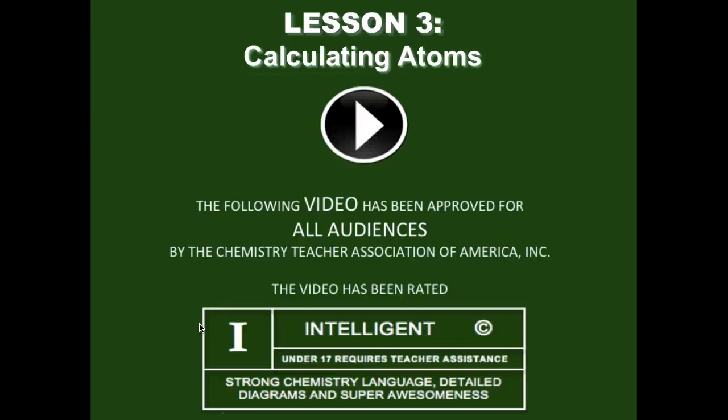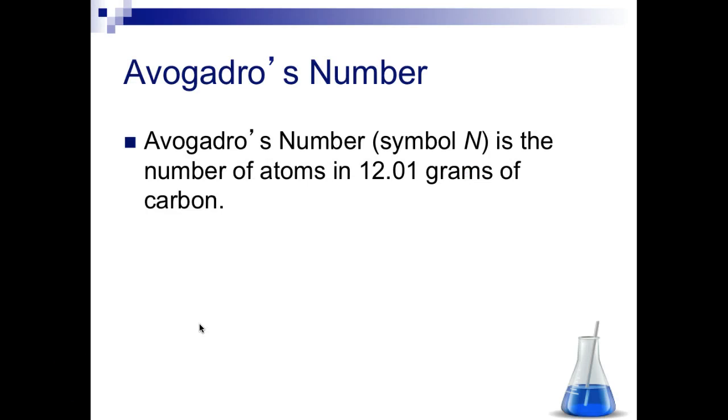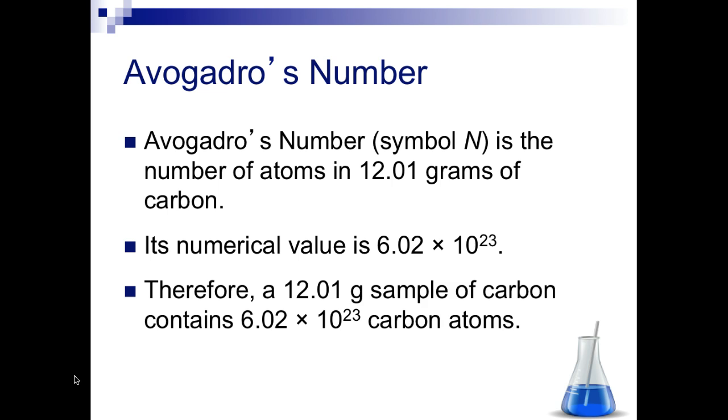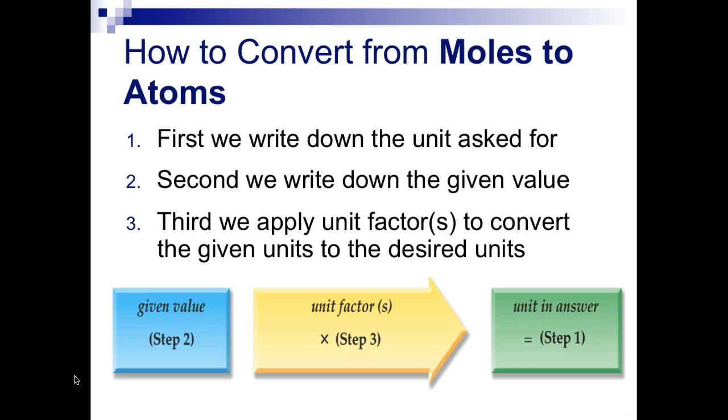Alright guys, today we're going to look at lesson 3, which is calculating atoms. So we're going to use what we've called Avogadro's number. Avogadro's number is the number of atoms in 12.01 grams of carbon. Its numeric value is 6.02 times 10 to the 23rd. And so that means that in a 12.01 gram sample of carbon, that contains 6.02 times 10 to the 23rd carbon atoms.